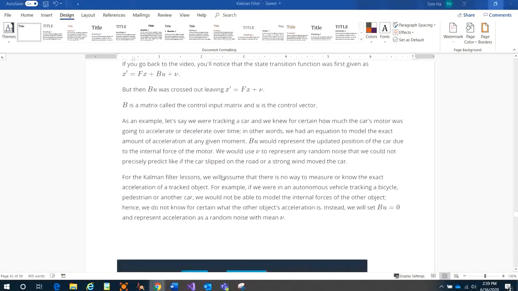And one more thing we talk about here is the BU item. Normally B times U is equal to 0. Why? Because BU represents the update of the position of the car due to the internal force of the motor. Because we don't know this value, we are not able to model the internal force of the object, so we set B times U equal to 0. But mu we can model, because that's the trend. When we track the object, it can change its acceleration, slower or faster, increasing or decreasing, so we can model this noise.